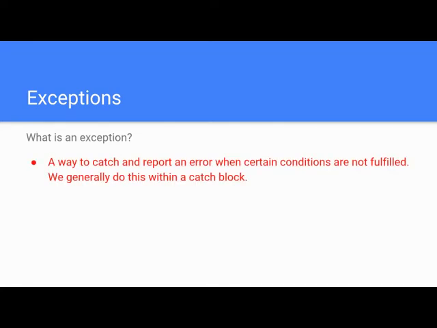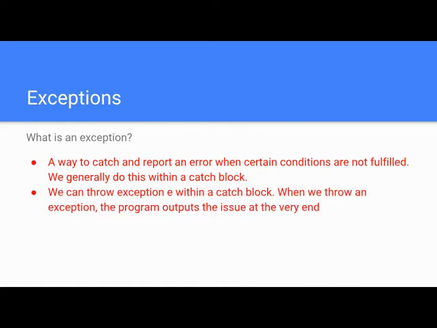So here we're going to talk about exceptions. What are exceptions? Exceptions are ways for us to handle errors in our code when certain conditions aren't fulfilled. We do this within a catch block. So if we throw exception E, after we run our catch blocks, the exception is thrown at the very end of our code.